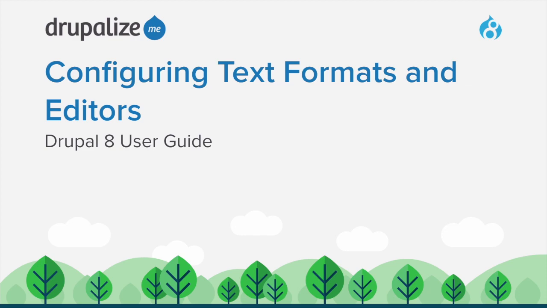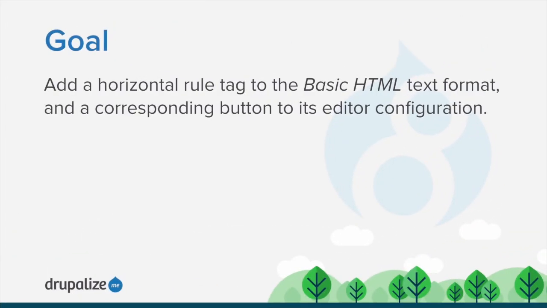In this tutorial, we'll walk through the process of configuring text formats and editors. By the end of this tutorial, you will understand how to add a horizontal rule tag to the basic HTML text format and a corresponding button to its editor configuration.